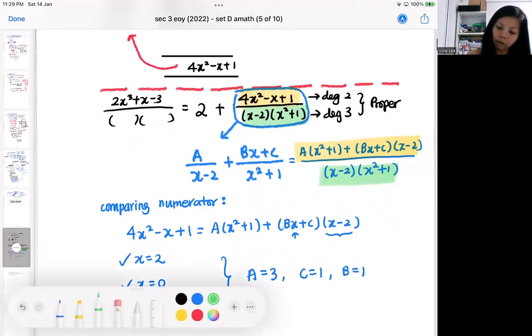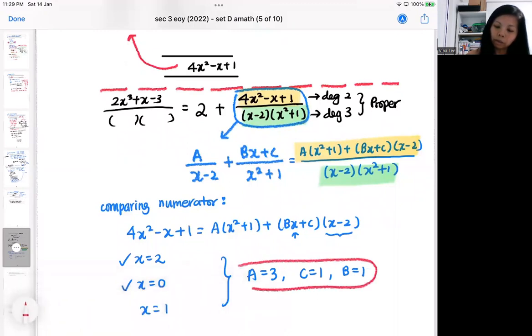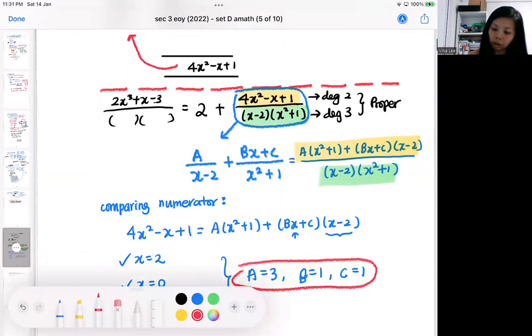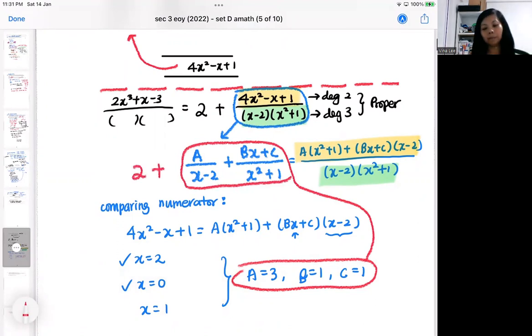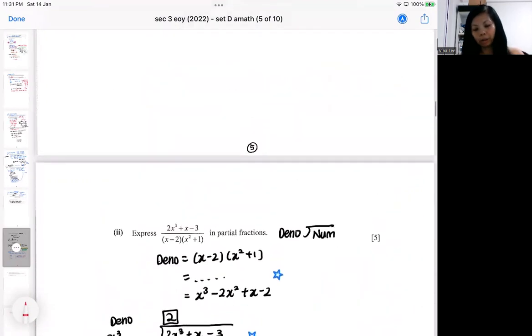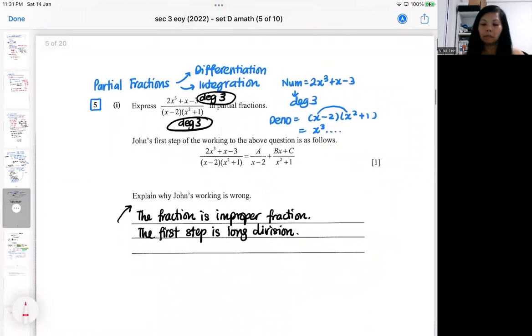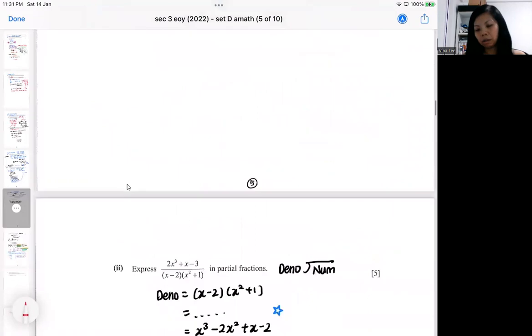Don't stop here, because that's not your final answer. You're supposed to return your A, B, C back to the case 3 format, and the final answer will be this. So give it a try. Usually partial fractions is quite lengthy, and for improper fractions, sometimes it can go up to 7 marks. In this one, there are only 6 marks.